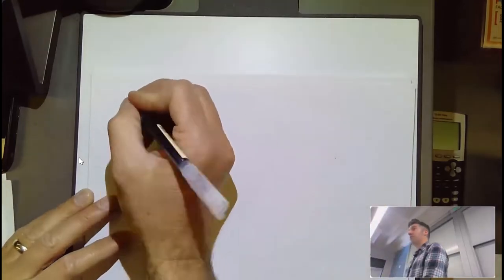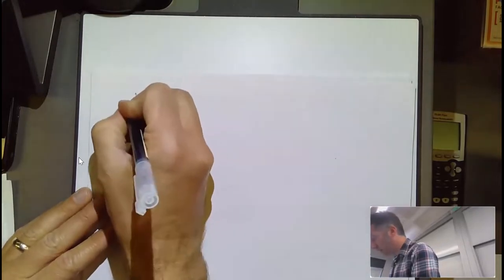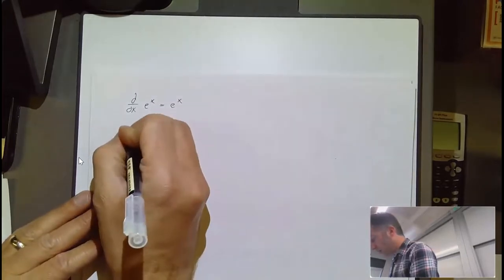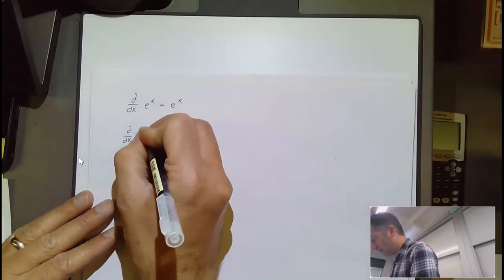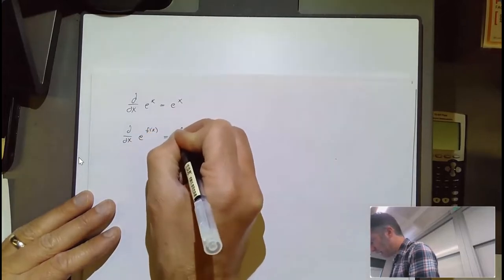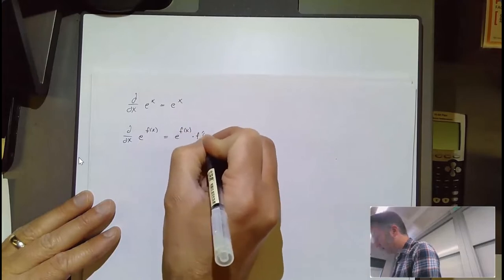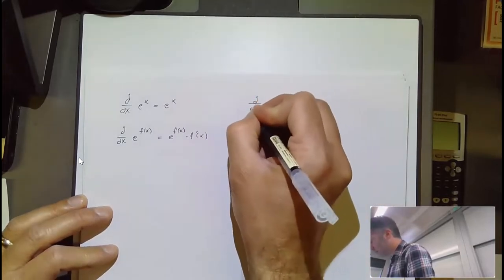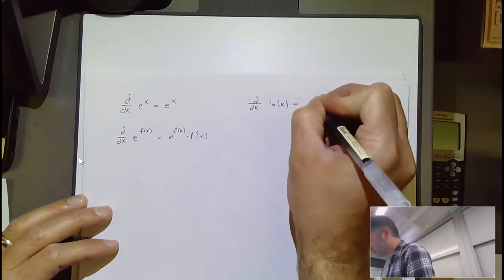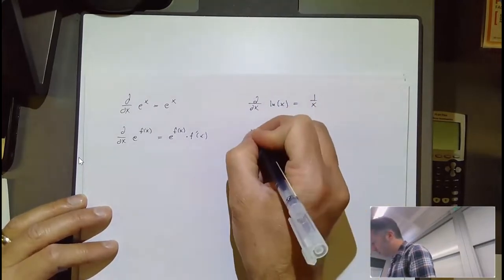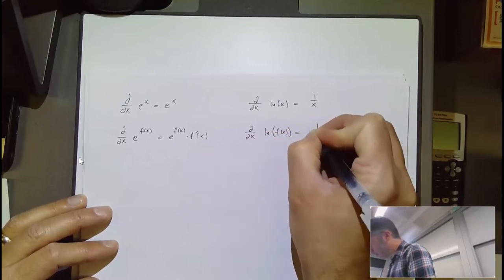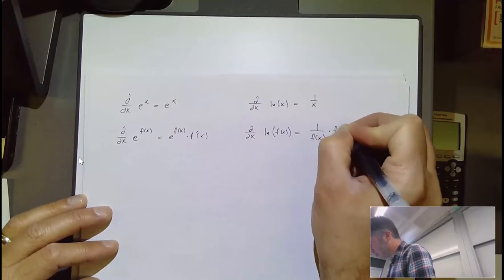Okay. So here are our rules so far, or our new rules for derivatives. We know that the derivative of e to the x is e to the x. And we know that the derivative of e to the stuff is e to the stuff times the derivative of the stuff. In a similar way for logarithms, the derivative of the natural log of x is 1 over x. And the derivative of the natural log of some stuff is 1 over the stuff times the derivative of the stuff.